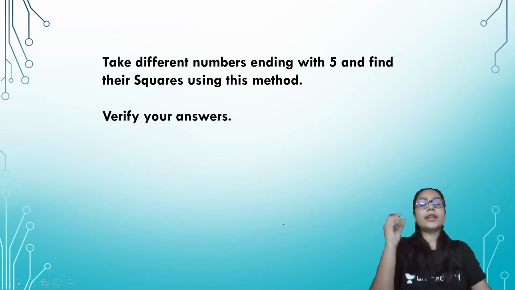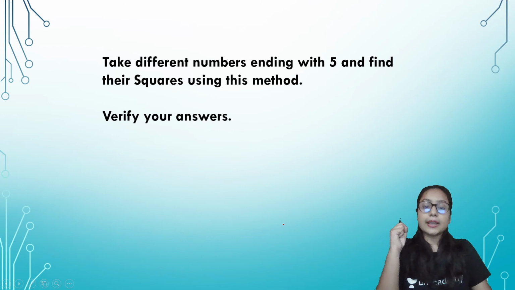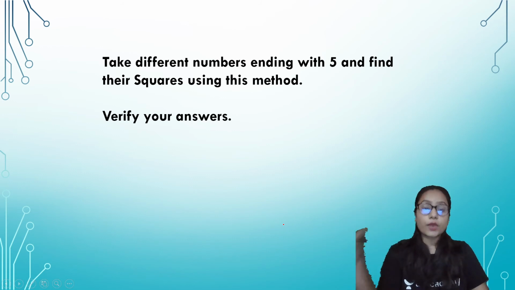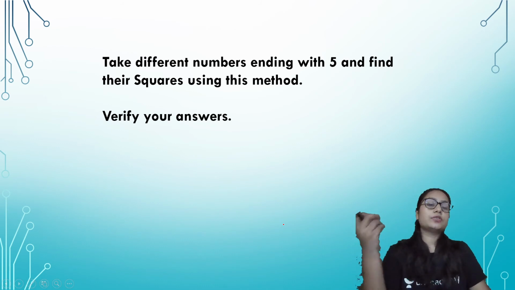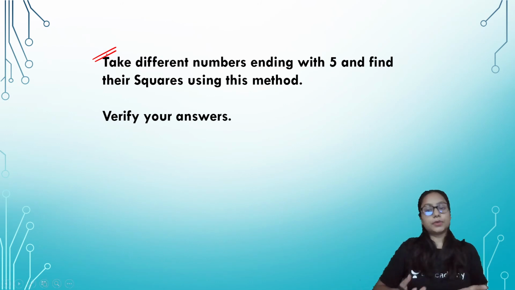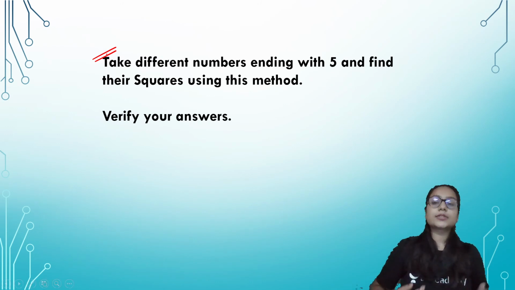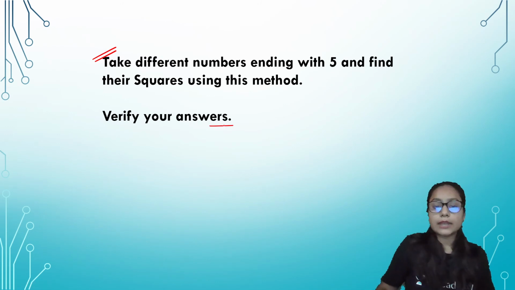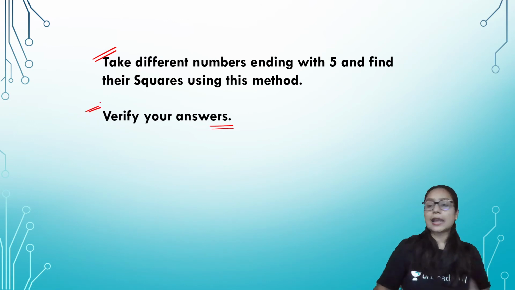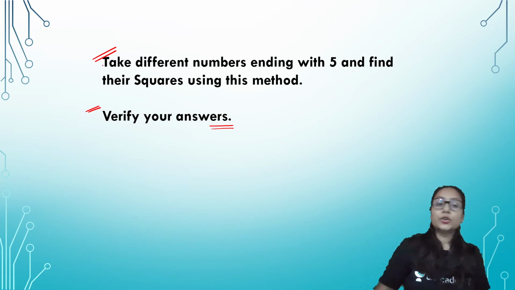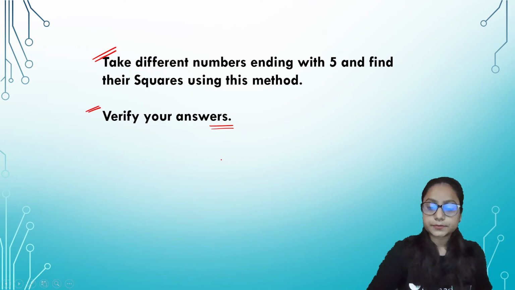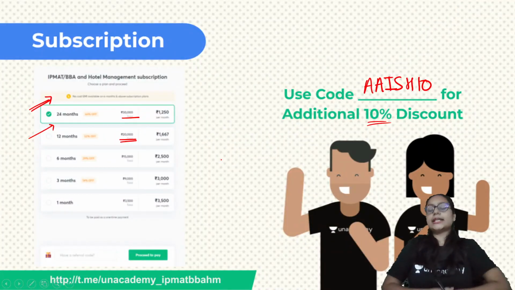Whenever you need to find the square of any number which ends with 5, whether it is a 2-digit number, 3-digit number, or 4-digit number, use this method. Guys, take different numbers ending with 5, find their squares using this method, and then verify your answers using the calculator. Please note that you just have to verify using the calculator. Do not use the calculator for calculating. So this was the hack for today.